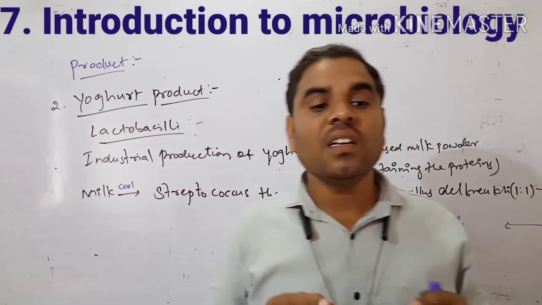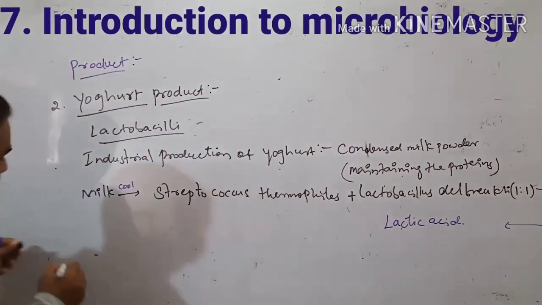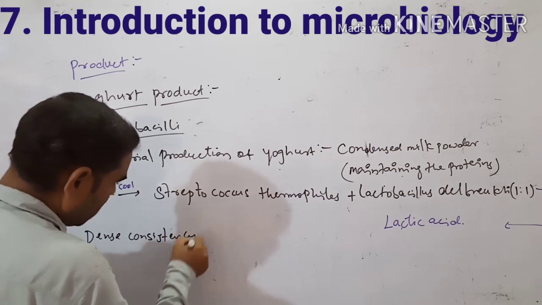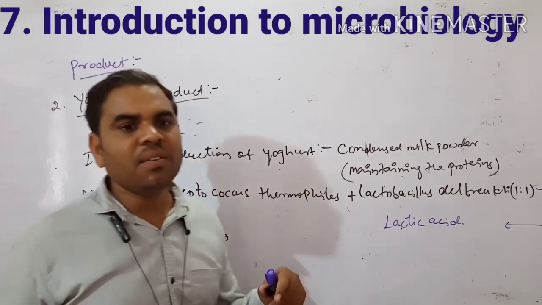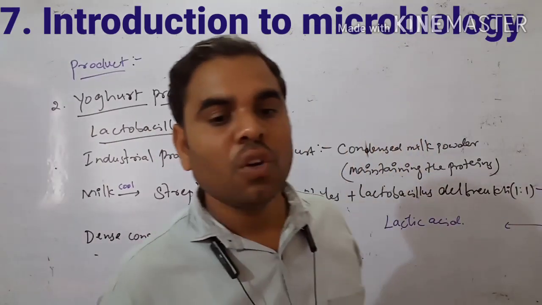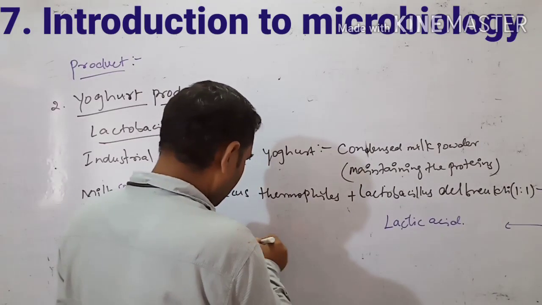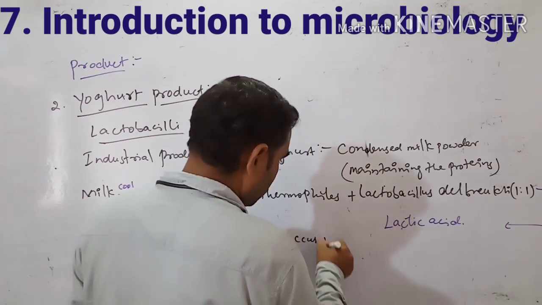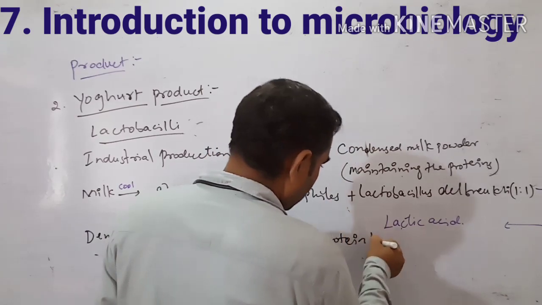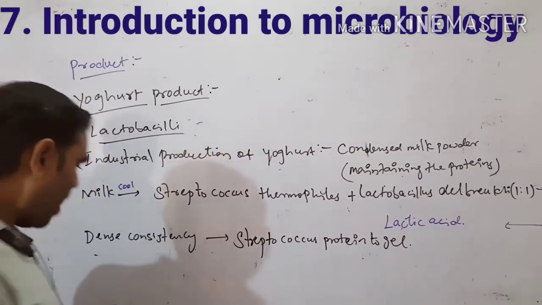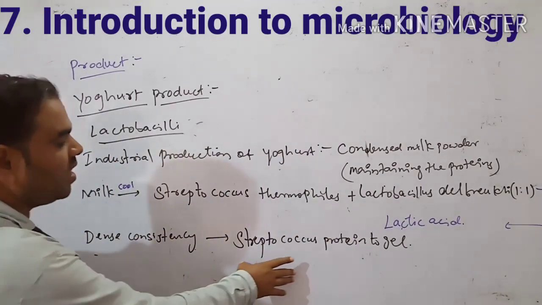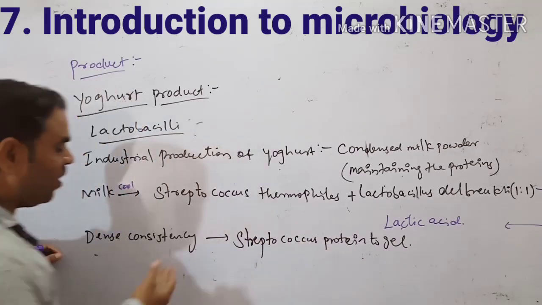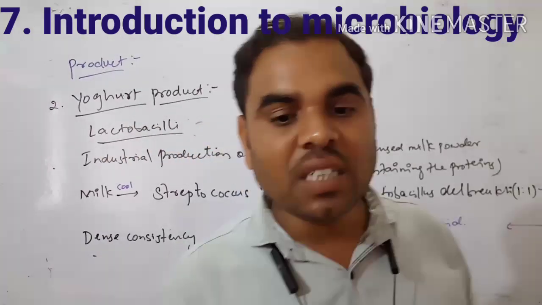Next, dense consistency. Here the Streptococcus forms the protein into a gel. What it says here is dense consistency, and Streptococcus turns the protein into gel. A gel-like layer is forming on the surface.